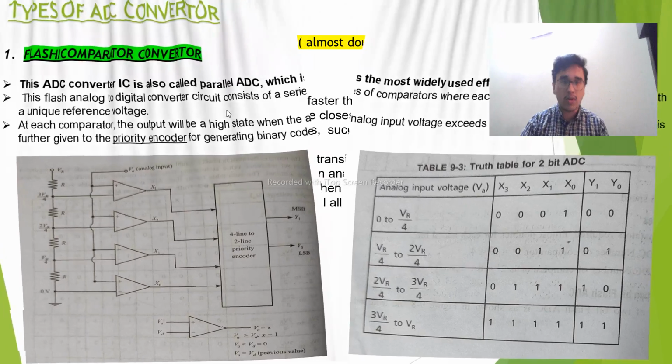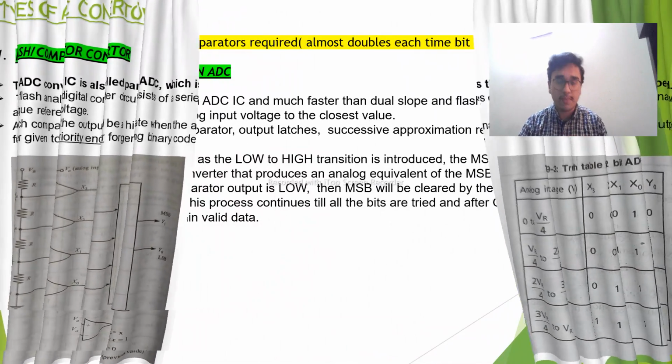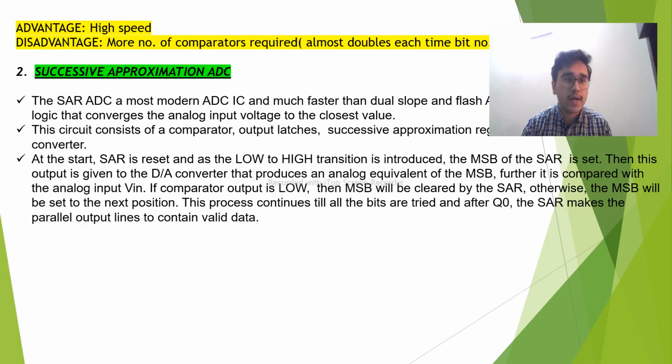This is the overall thing about the flash comparators. Let us look into the advantages and disadvantages. The advantage is, as I've told you in the beginning itself, that we use this ADC where speed is the main requirement. But the disadvantage is that a larger number of comparators are required, which can increase the cost as well. So these are the advantages and disadvantages of the flash comparator.